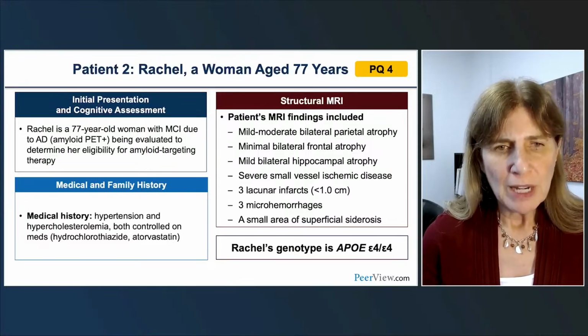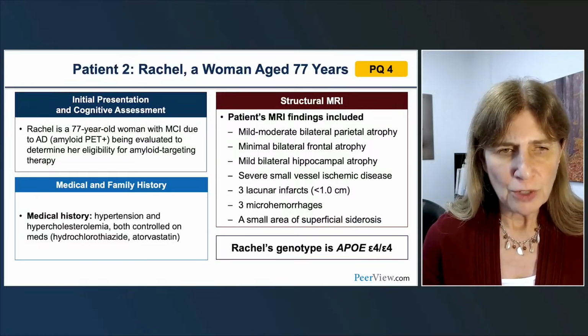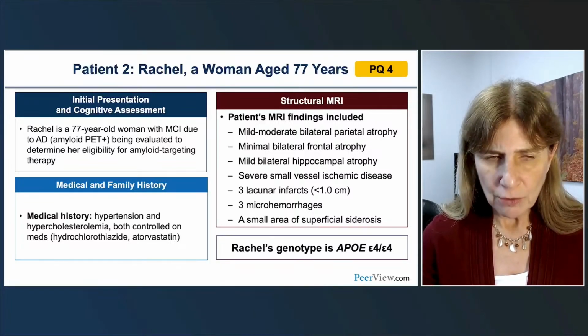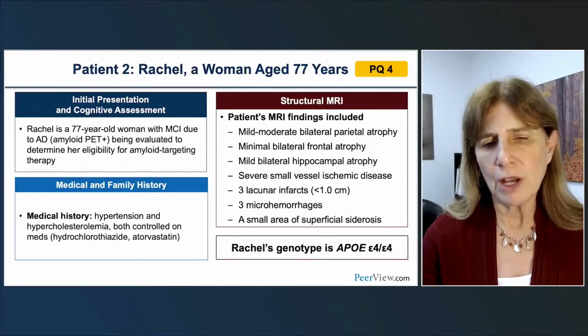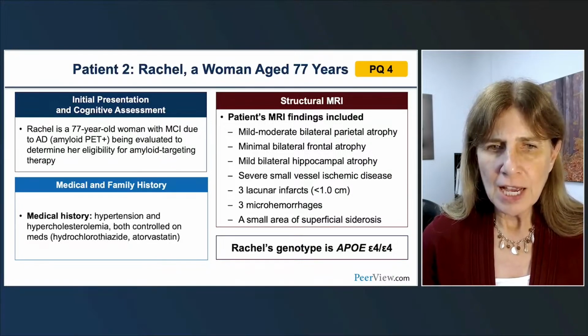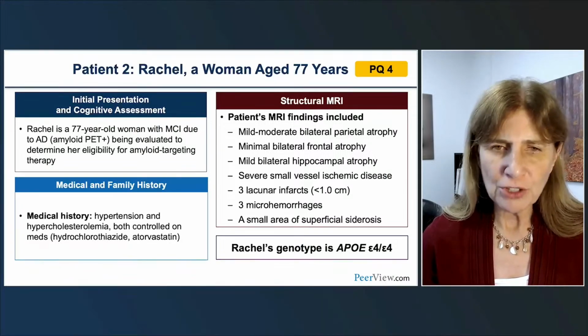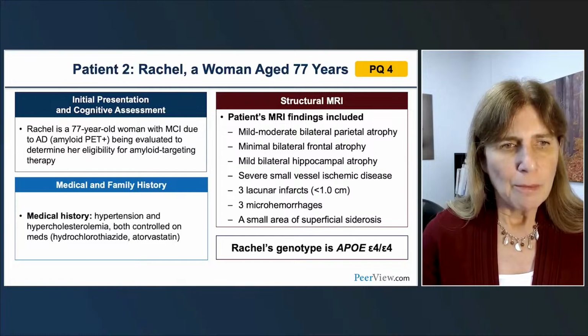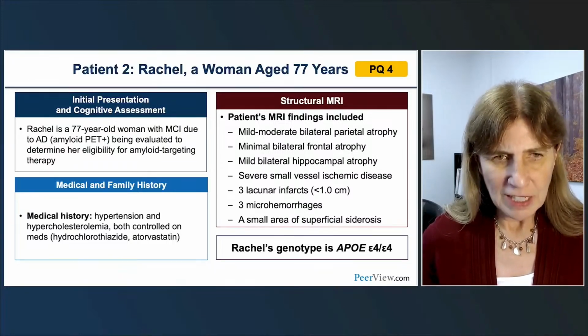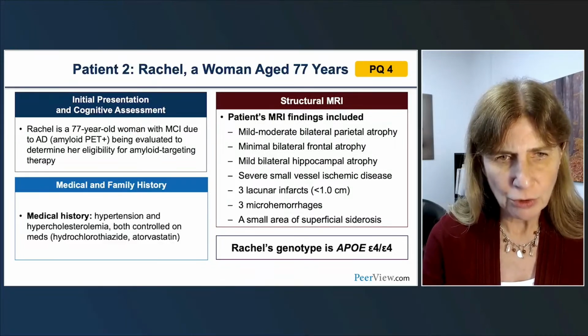Her pre-treatment MRI, however, is informative. She has mild to moderate bilateral parietal atrophy, so that focal atrophy goes along with Alzheimer's disease. It's not unexpected. She has minimal bifrontal atrophy, fine. Mild bilateral hippocampal atrophy, again, not unexpected in Alzheimer's disease to have hippocampal atrophy.